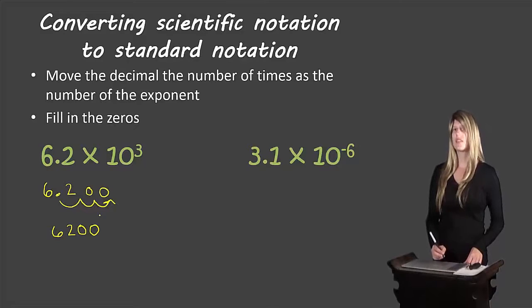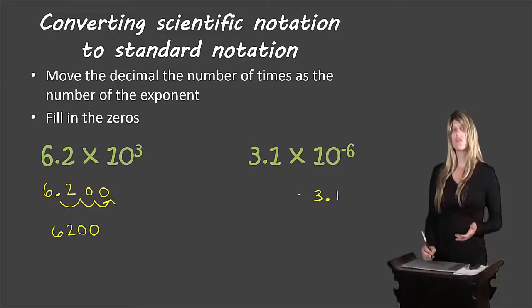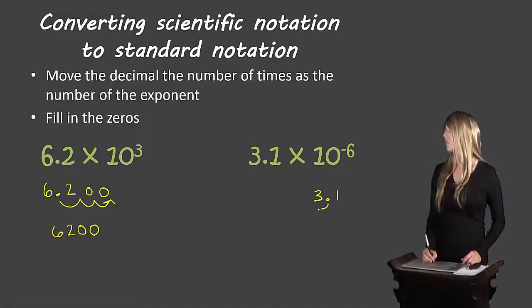Let's try another example, this time with a small number. 3.1 times 10 to the negative 6. So we're going to start off with 3.1, and we move the decimal 6 times. Because we're using a negative 6, we want to make the number a small number, so we move the decimal towards the left. So we're going to move it 1, 2, 3, 4, 5, 6 times.